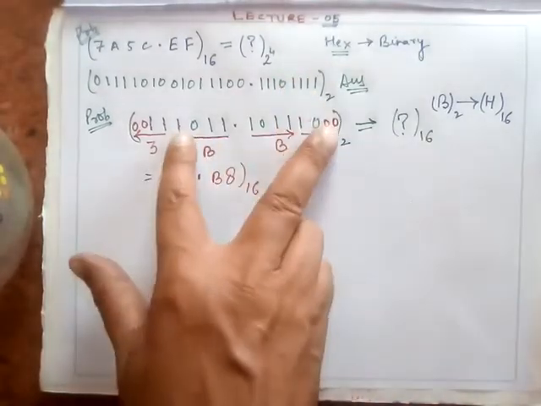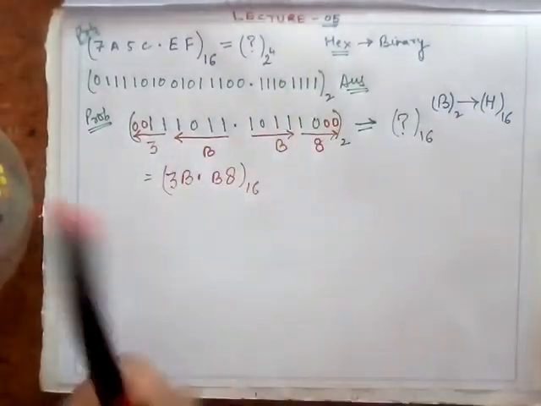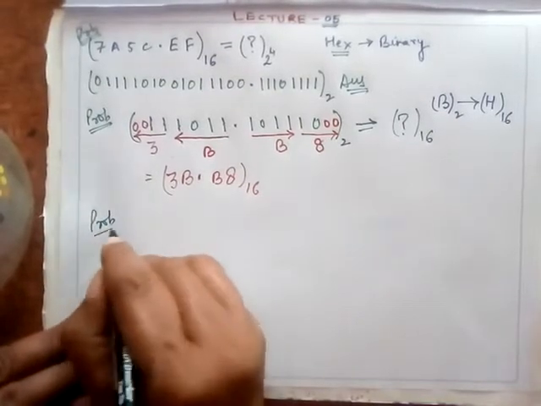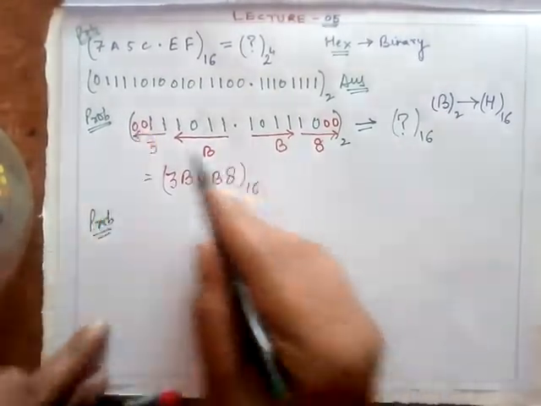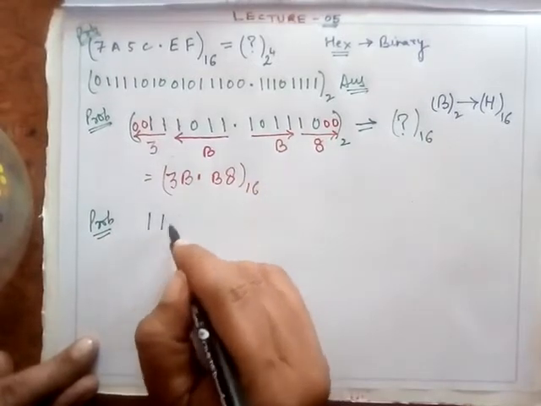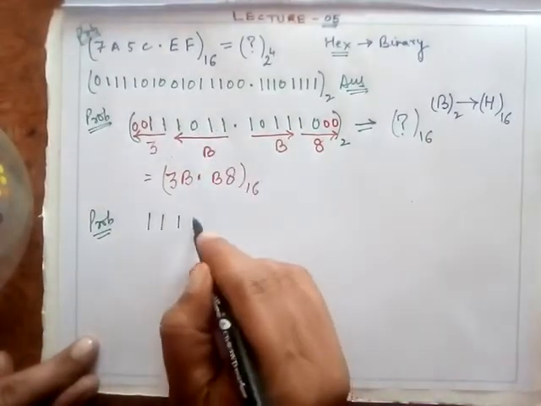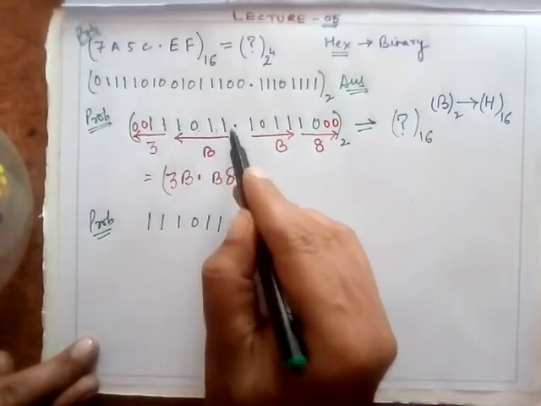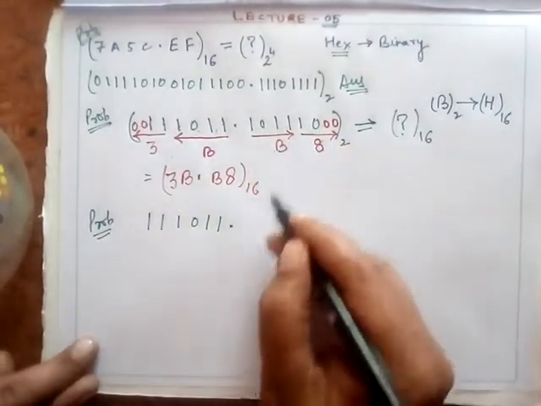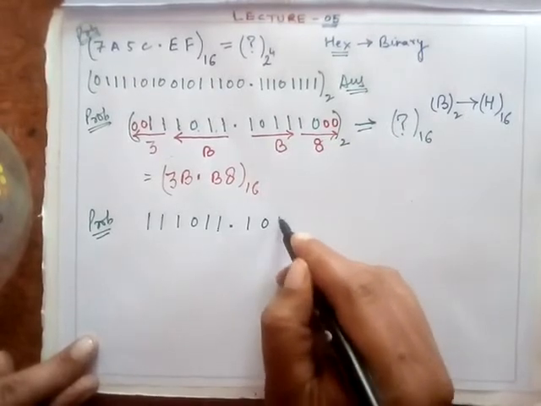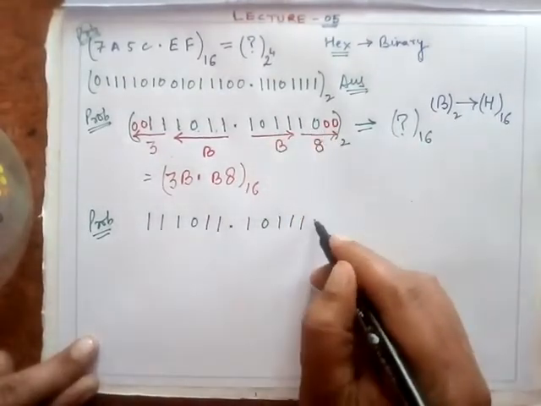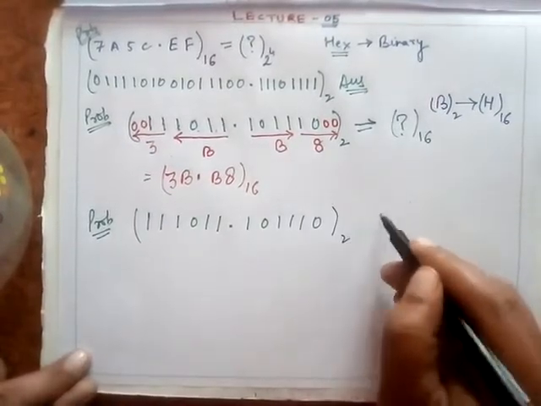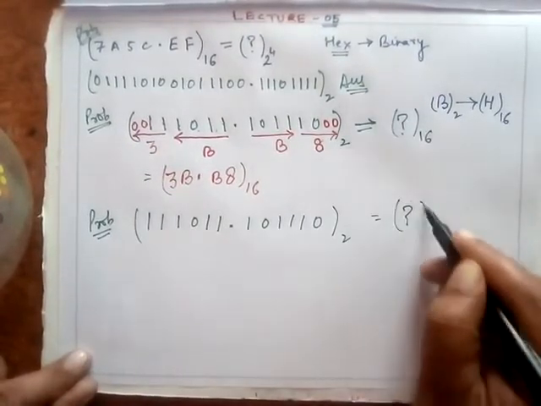Now suppose I ask you the same problem: convert this number into base 8. Let's take another problem. If you have this number here, 1110110111011.1011010110. Suppose you have this number in base 2 and I say convert this into base 8.